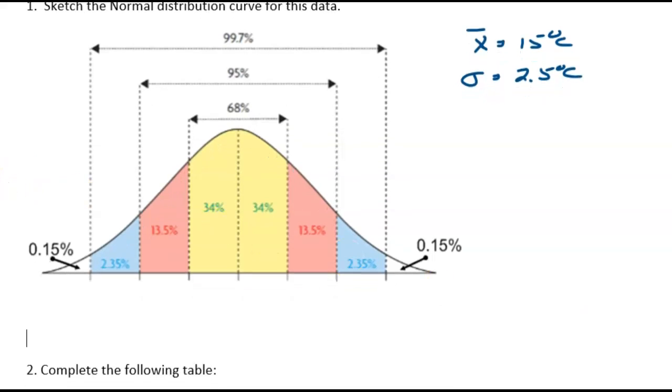So on your sheet, I've given you a grid paper to use and asked you to sketch it. What I will be looking for is that you reproduce a graph that looks like this, and you don't need to know the mean or standard deviation in order to do this graph. So this is a normal distribution graph, sometimes called a bell curve.